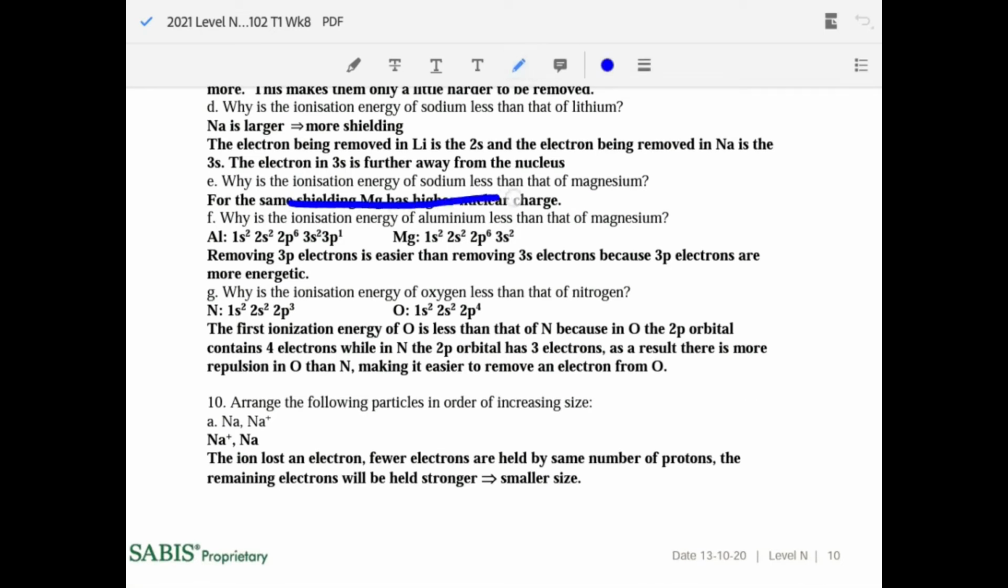Why is the ionization energy of sodium less than that of magnesium? Same shielding, Mg has higher nuclear charge, so it's pretty obvious.